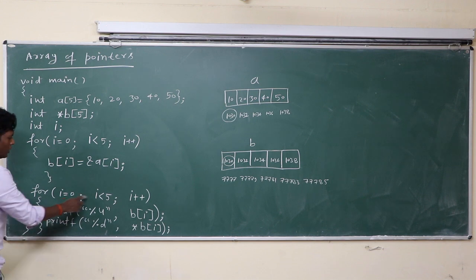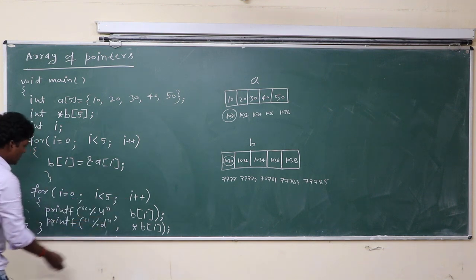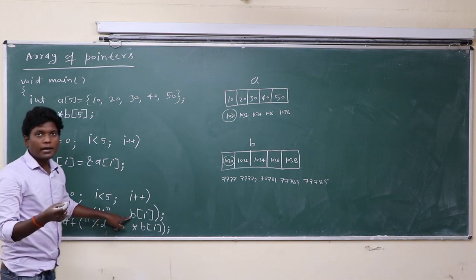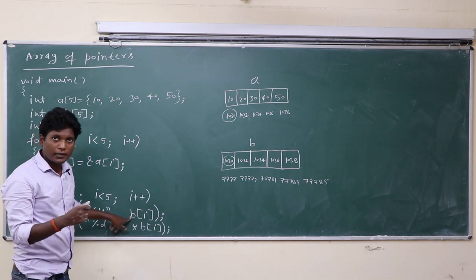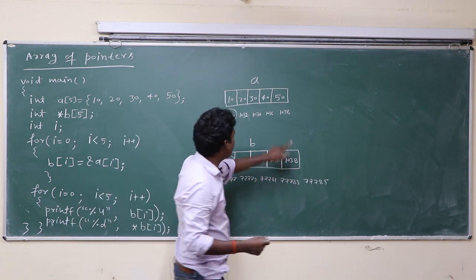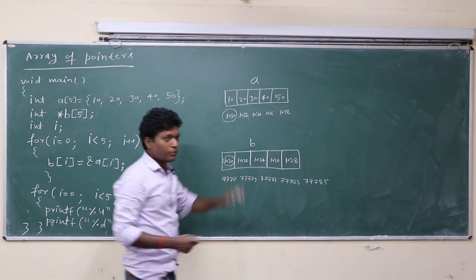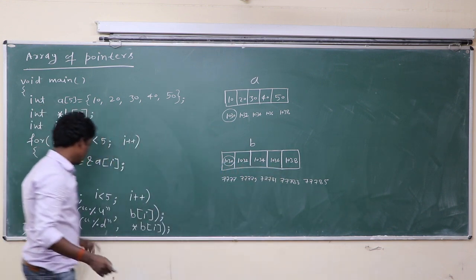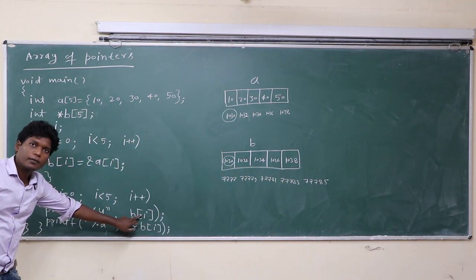i equal to 0, i less than 5, i plus plus, printf %u b of i. b of i has the address of a of i. Okay, so b of i has the addresses of a of i's elements. So these addresses will be printed here.